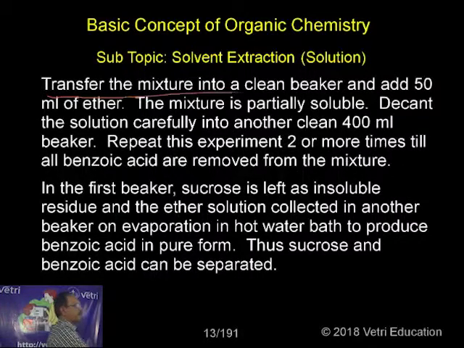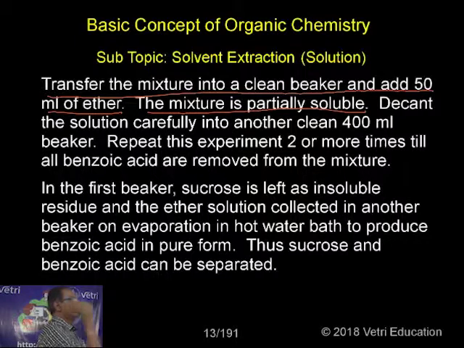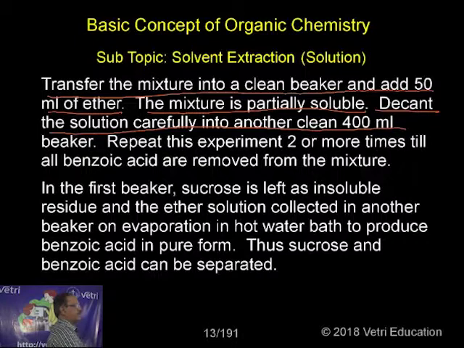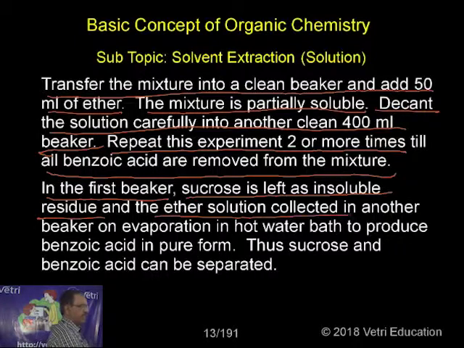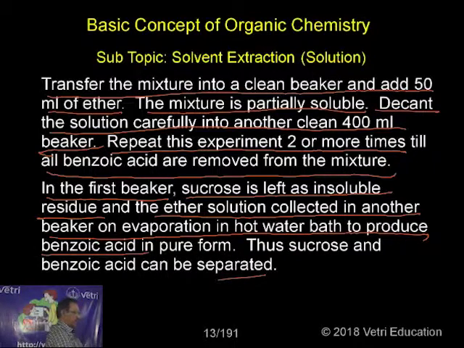You transfer the mixture into a clean beaker and add 50 ml of ether. The mixture is partly soluble. That means benzoic acid is soluble, sucrose is insoluble. You decant the solution carefully into another clean 400 ml beaker. Repeat this 2 or more times by adding a fresh quantity of ether till all the benzoic acid is removed from the mixture. So in the first beaker, sucrose is left as insoluble residue, and the ether solution collected in another beaker is evaporated in a hot water bath to produce benzoic acid in pure form.